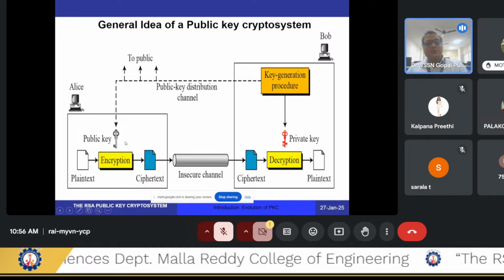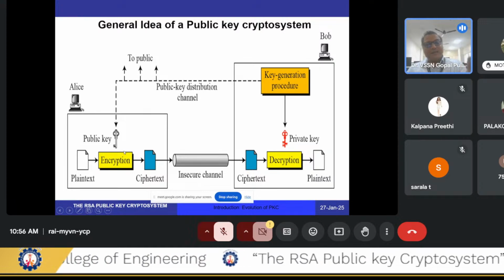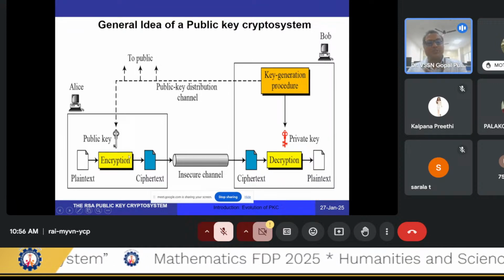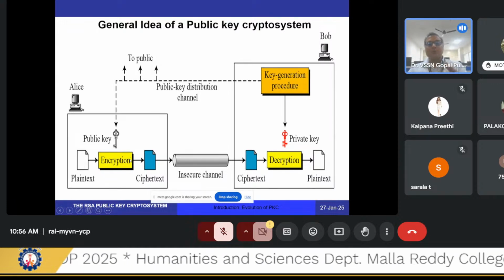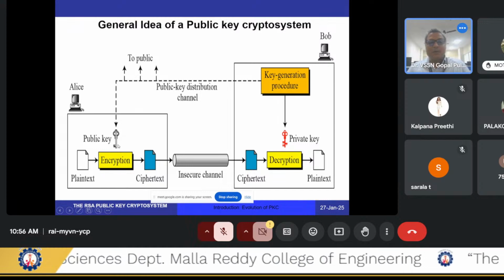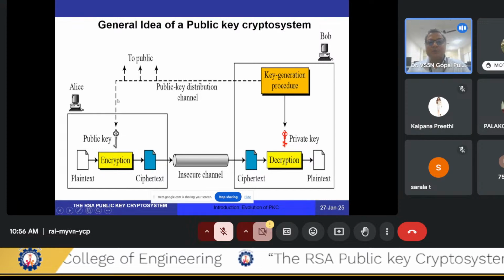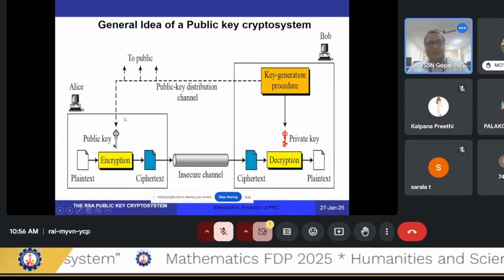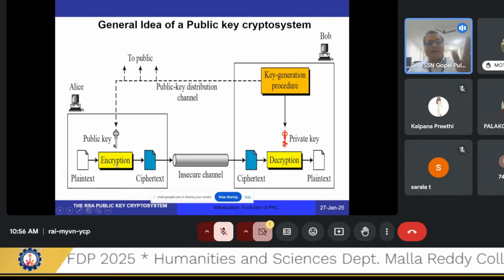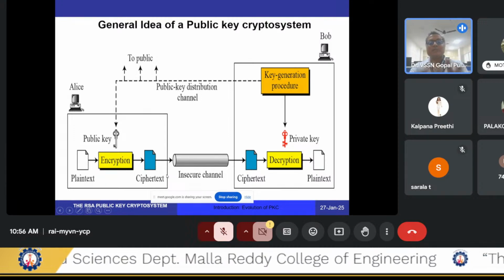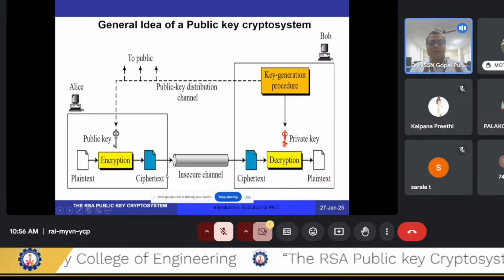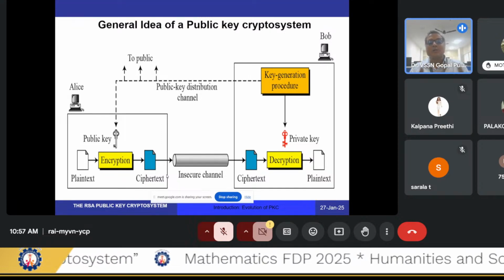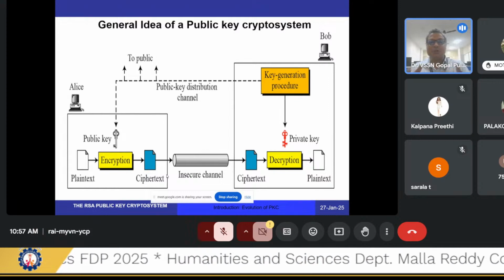Alice has a plain text with her, and she wants to communicate that message to Bob. What is she doing now? She is encrypting that message using, as you can notice here clearly, the public key of Bob. After encryption, the plain text is transformed into a ciphertext. That's what we mentioned in the very beginning, isn't it? Ciphertext means it is text which is not easily readable.